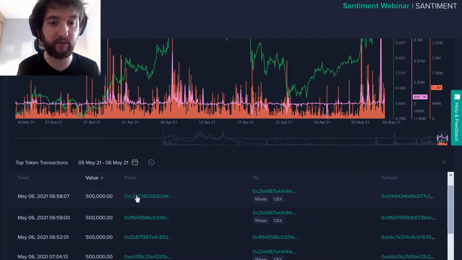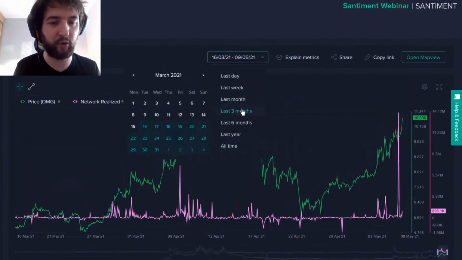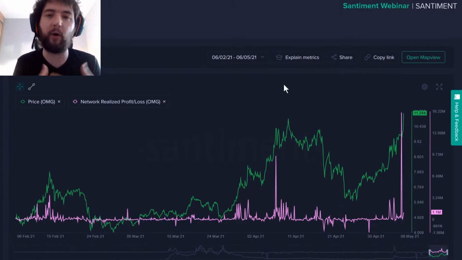This one seems to suggest that, at least according to the first few transactions, it probably is increased sell side pressure, because it's a lot of OMG being moved from private addresses, or at least addresses that we don't have labeled as belonging to exchanges, to addresses that we do have labeled as belonging to exchanges. So in either case, that's why I want to make some caveats when talking about this metric, because it does assume that all transactions on the blockchain are speculative in nature.